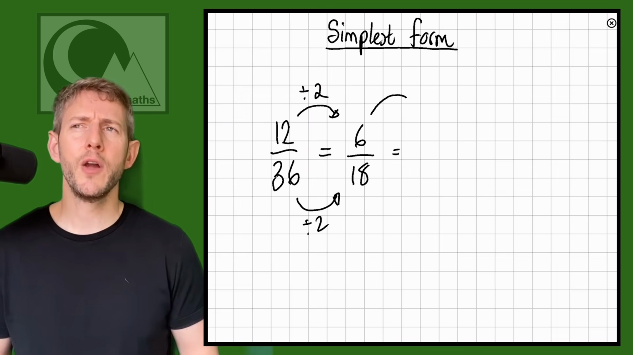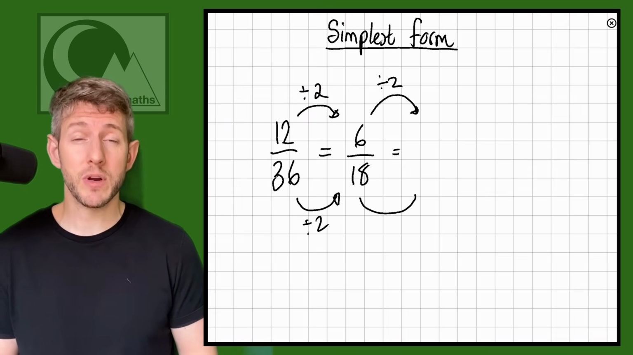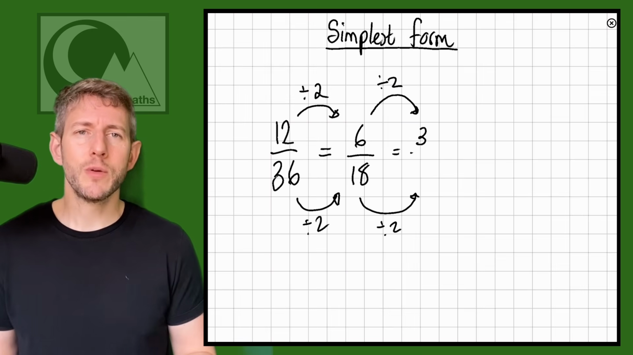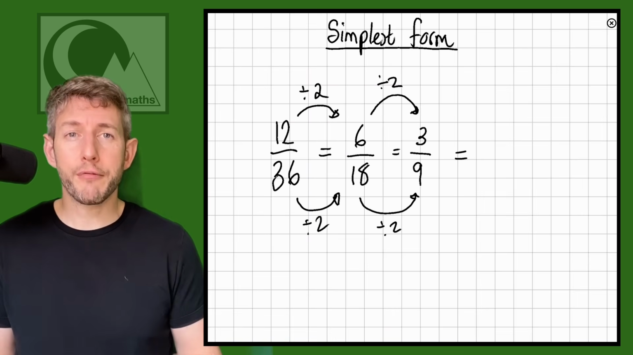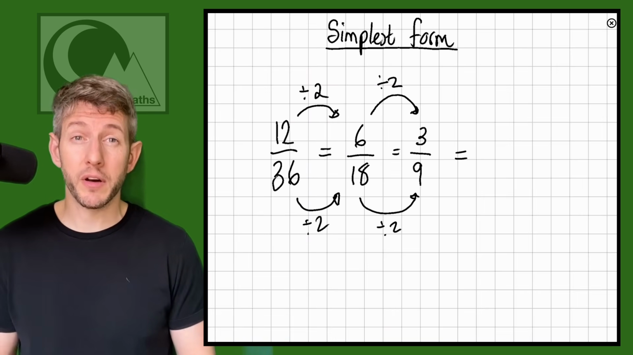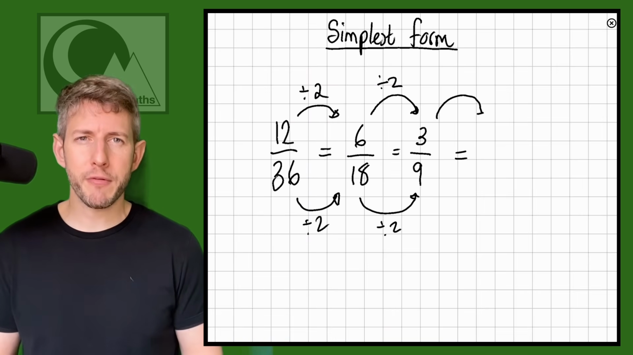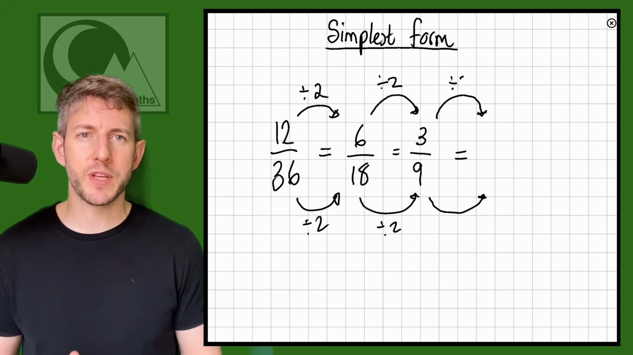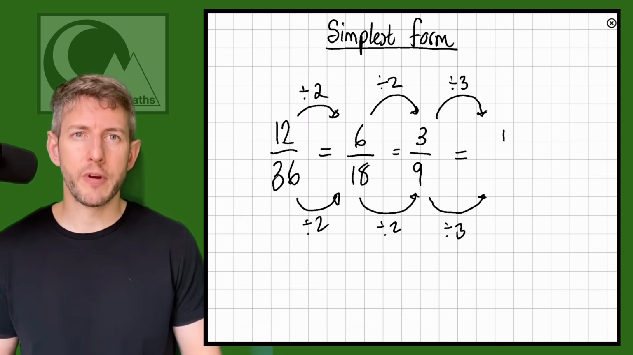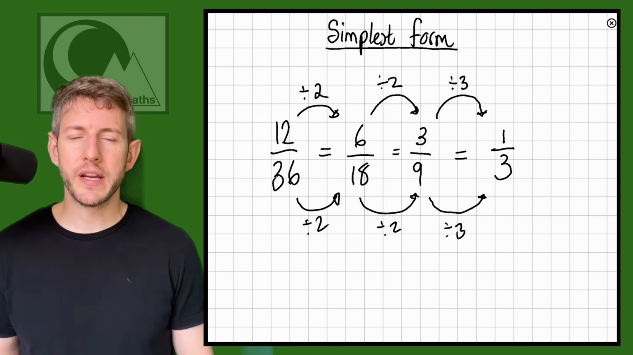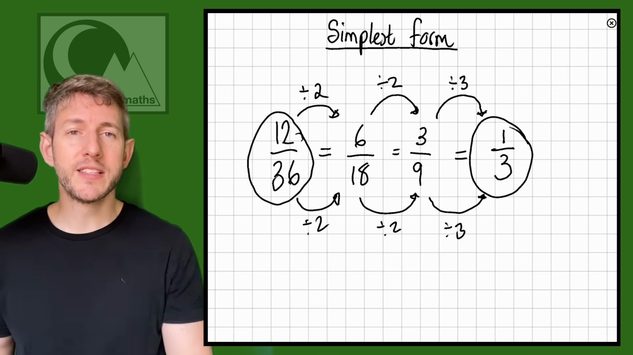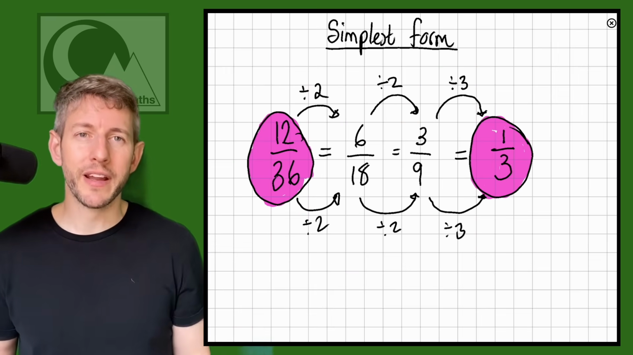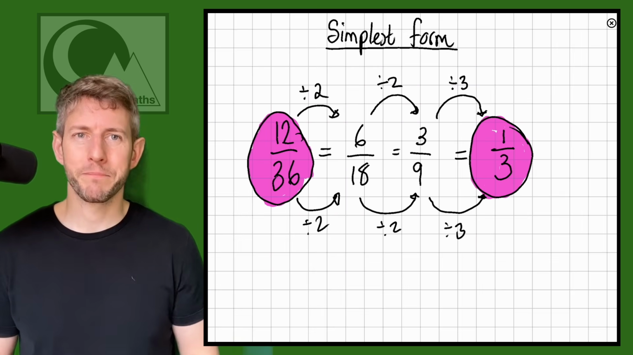So I'm going to say 12 over 36 equals 6 over 18. Now I know that 6 over 18 are both even numbers as well, so I'm going to halve them again. So 6 over 18 can become 3 over 9. Right, now 3 over 9 are not even numbers, so I can't halve them, but I do know that 3 and 9 are both in the 3 times table, so I can divide both of these by 3. 3 divided by 3 gives me 1. 9 divided by 3 gives me 3. So there we go. We've gone from 12 over 36 down to 1 over 3, which is its simplest form.